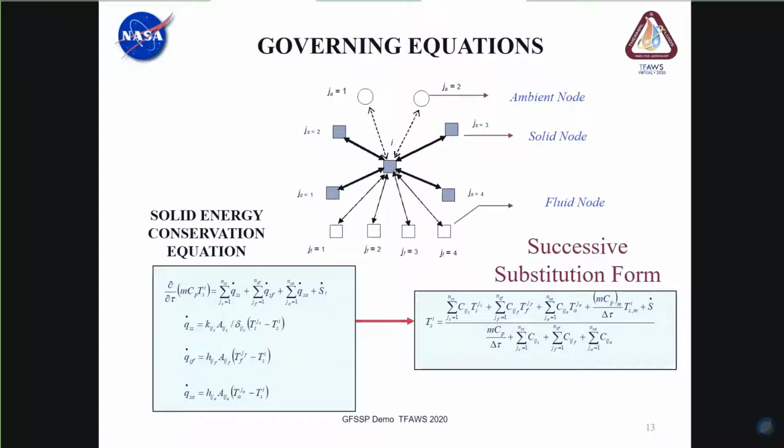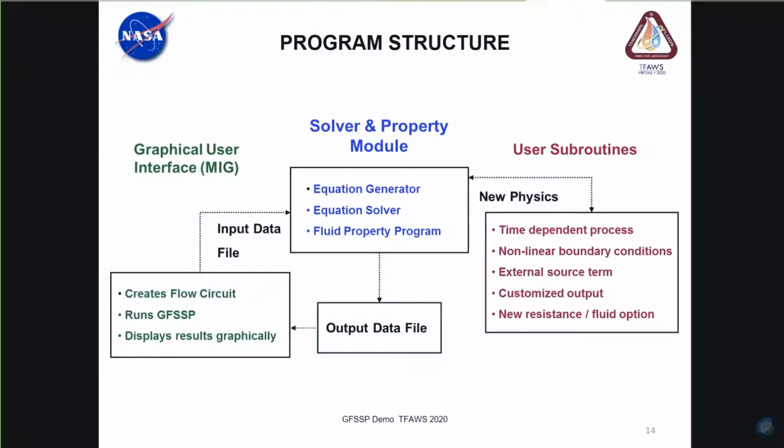Our solid conservation equation is just that the change in energy of a solid node, the MCPT of a solid node, is equal to the net sum of heat conducted into the node. So that's K A delta T divided by some distance delta, and any heat being convected either to the fluid or to a defined ambient node. So that's an H A delta T. And that equation can then be rearranged, putting the temperature of the node on one side so that you get a successive substitution form.